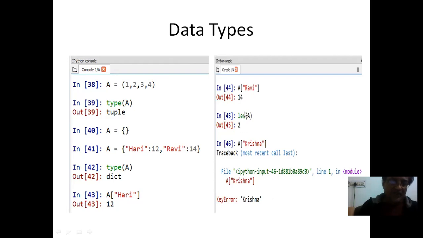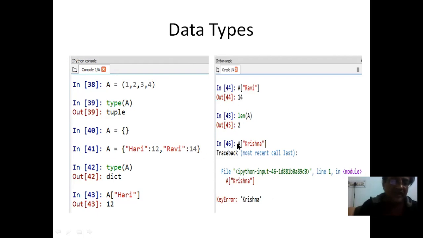And at the same time, if you say length of A, A is a dictionary. How many elements are here? Don't get confused, that is not Hari, Ravi, 12, 14, etc. Because one thing is clear, you are giving a comma. So this is the first element and this is the second element. In each element, you have the key and the corresponding value, and you are putting this colon sign. And this one, what you are saying, is length of A. What is the length of the dictionary? Two elements are here, so two.